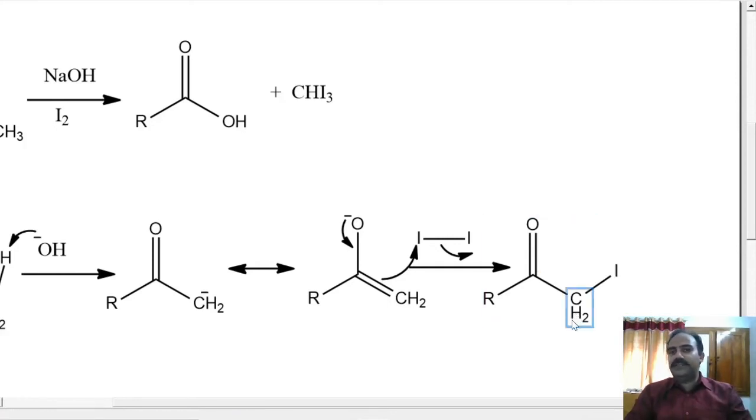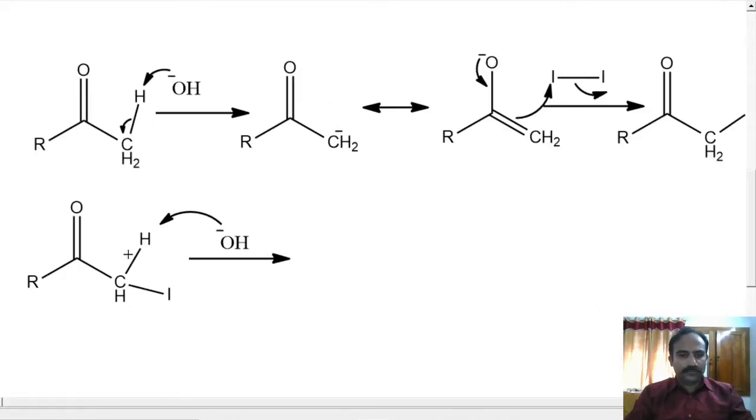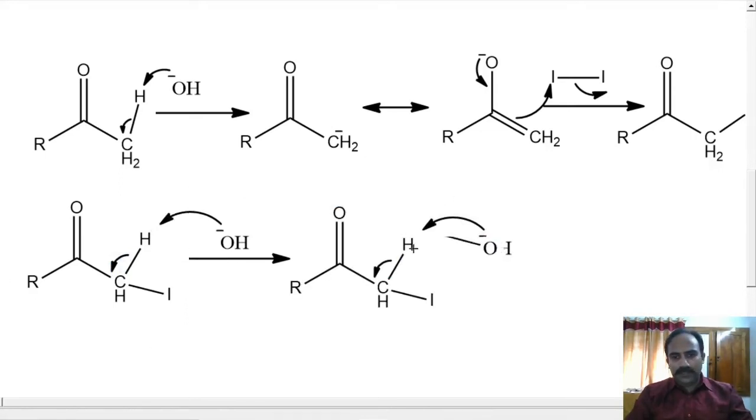Even now, these hydrogens are acidic. So they can do the same reaction again. That is OH minus picking up this proton, a negative charge forms, and that negative charge attacks the iodine. And this bond breaks. So let's show that. So this means a new bond is forming.